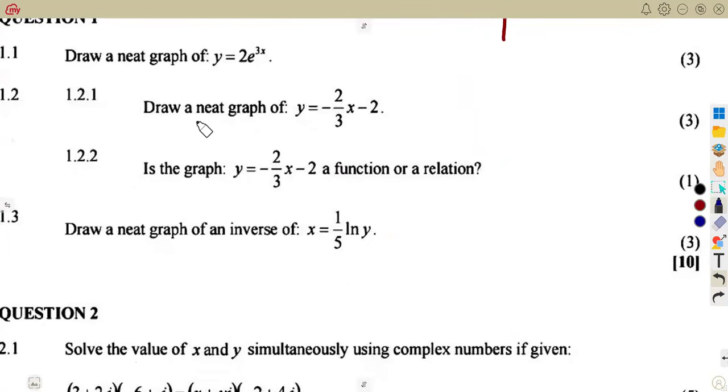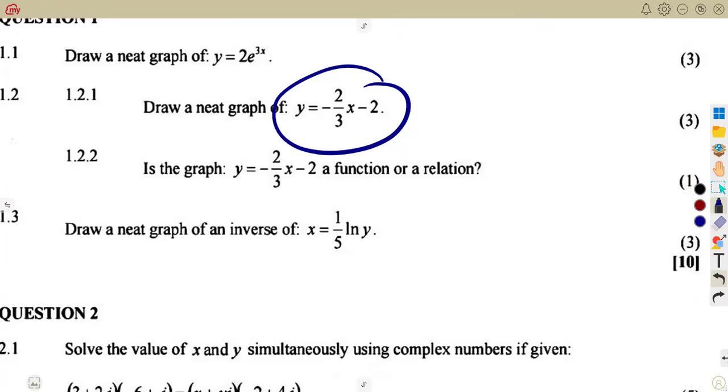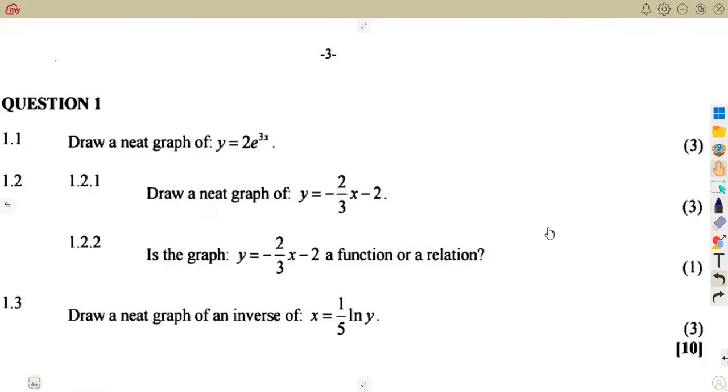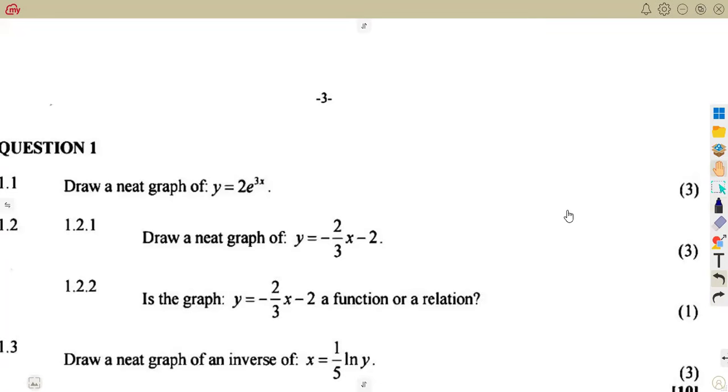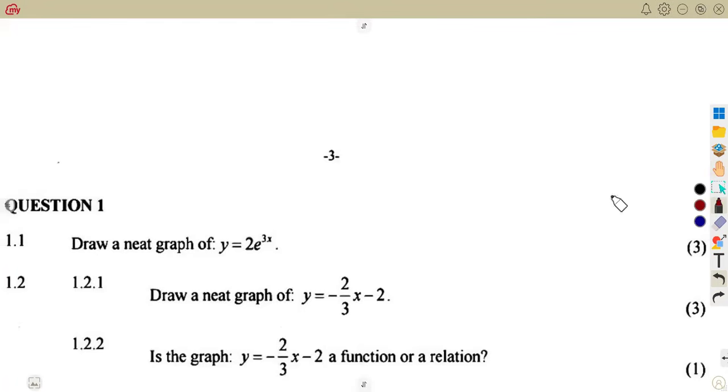Again, draw a neat graph of this. All right. So what are we given then? This is simply, guys, a linear function, a straight line. y is equal to mx plus c. That's a straight line. So how can we draw a linear function, a straight line? y is equal to what? Minus 2 over 3x minus 2.